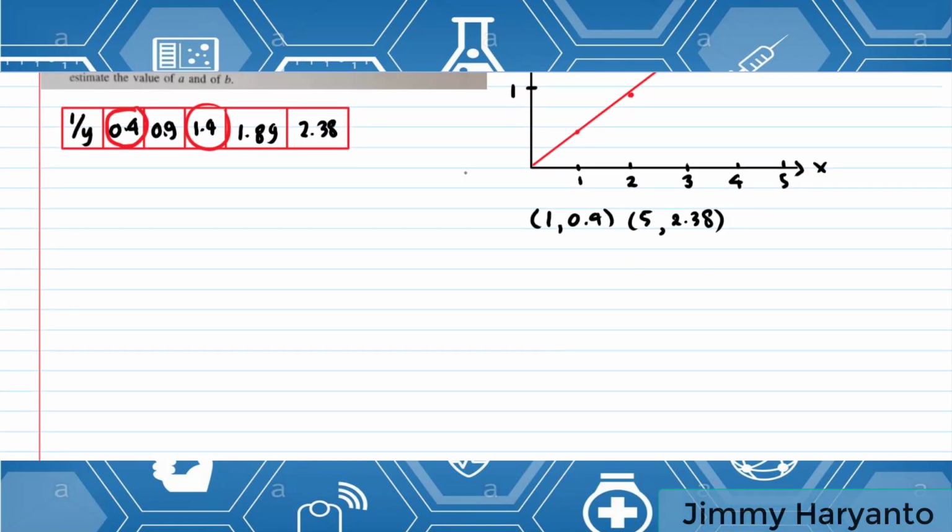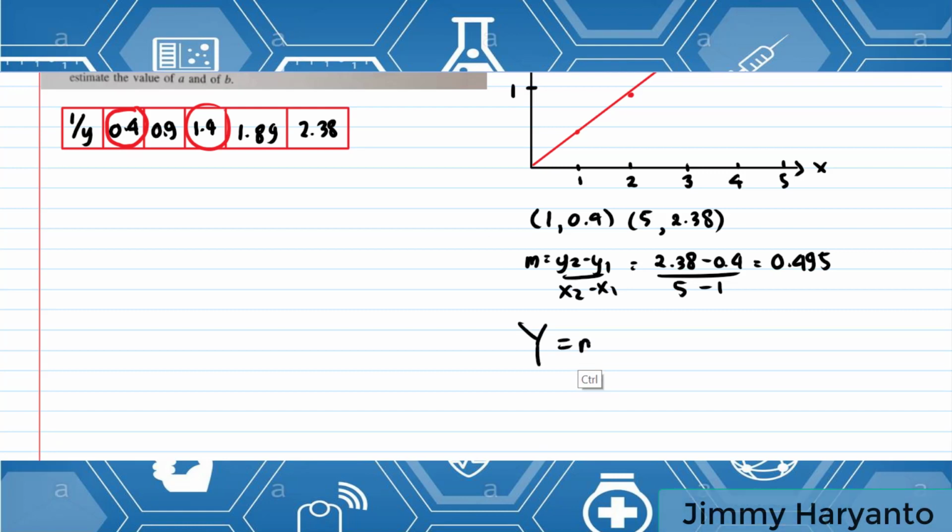Okay, so the gradient will be y2 minus y1 over x2 minus x1. y2 2.38 minus 0.4 over 5 minus 1. The result is 0.495. Okay, therefore we will get y equals mx plus c. The m is 0.495, so y equals 0.495x plus c, and then we have to find the c.